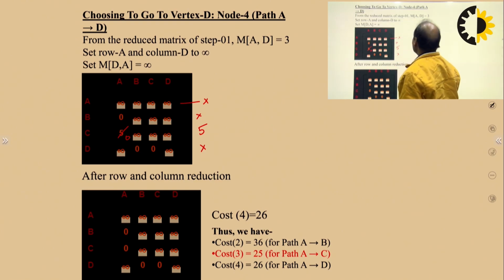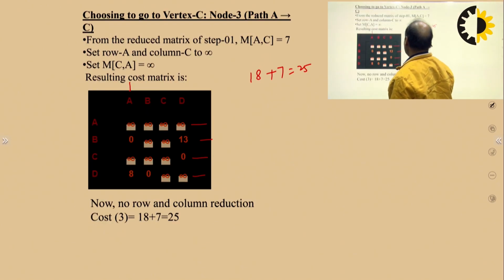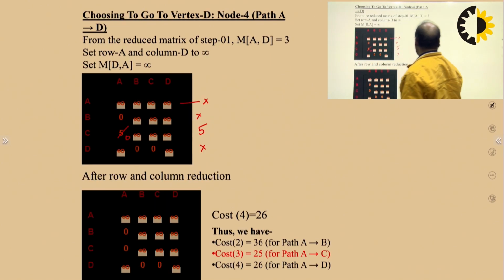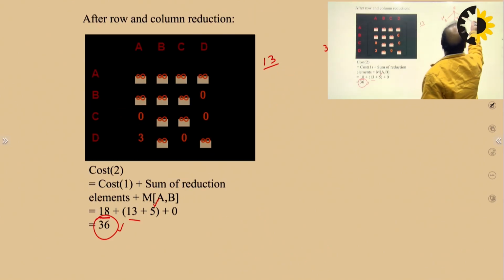So what will be the cost? A to D was 3, right? So if you start with this computation, 18 plus this reduction was 5 plus A to D was 3. So 18 plus 5 is 23, plus 3, this becomes 26. So this is the summary of this. Cost of node number 4 is 26. So you have 36, the other 25, the other 26, right? So this guy is 26.